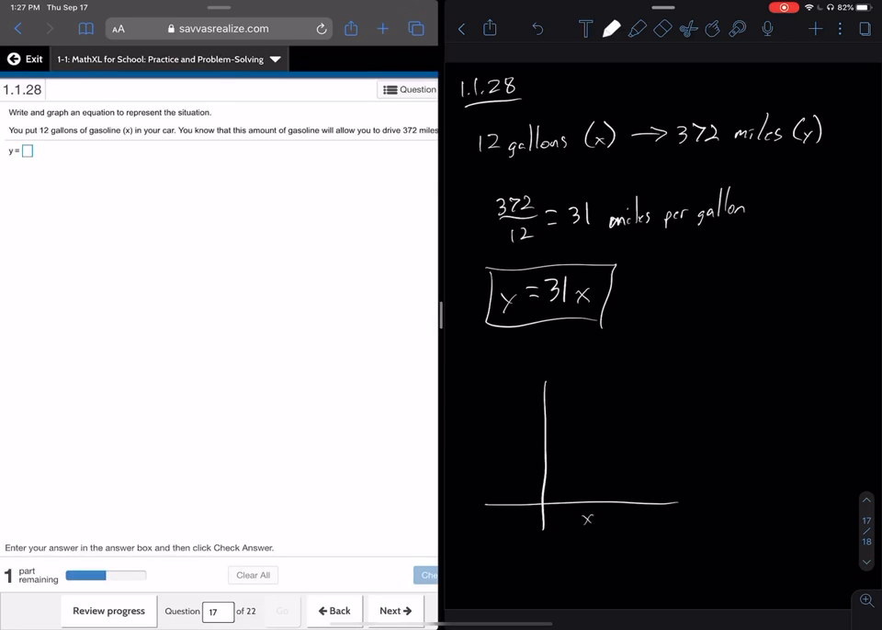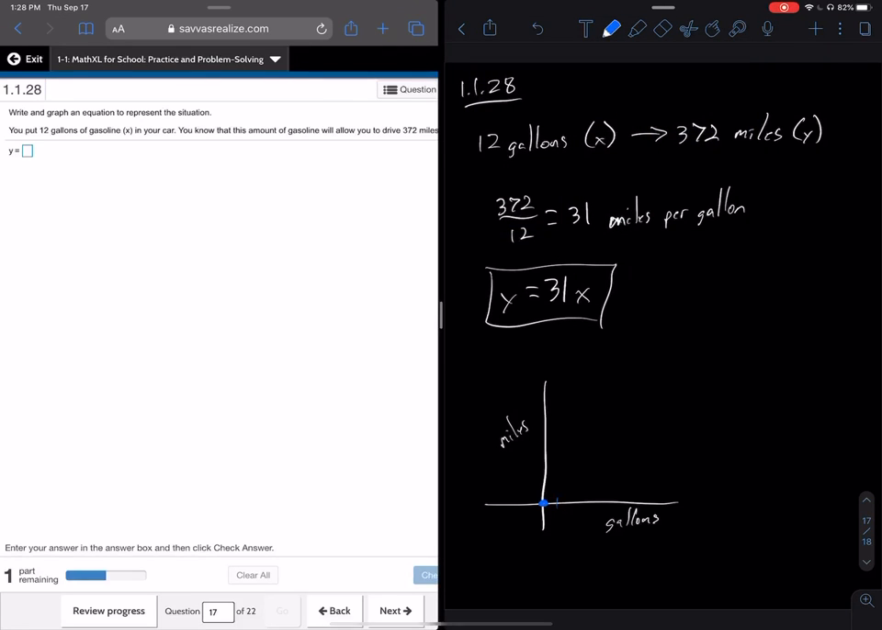So this X is going to be our gallons. And the Y value will be miles. So we need to draw a sketch of this. I'm going to draw a sketch. It's not going to be perfect, on a program it would be a little bit more accurate. But what we can do is start at the origin, right? If we have 0 gallons, that means that we're driving 0 miles.